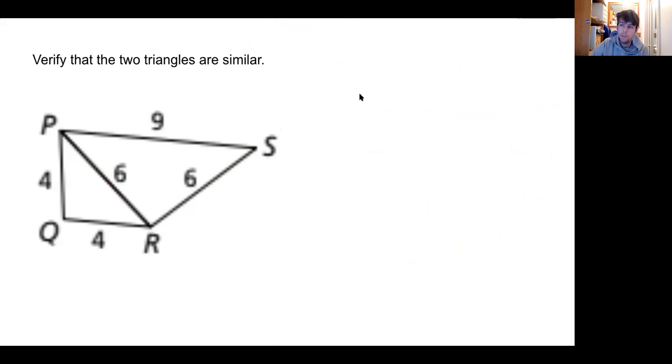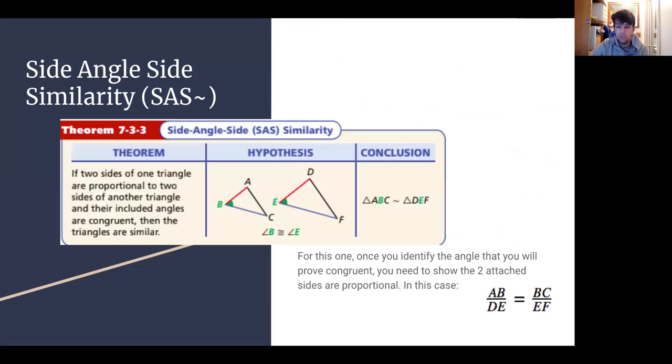Okay, let's go ahead and move forward and talk about the very last shortcut that we have. So it's SAS. So this one's kind of a combination. Well, let's just read it. If two sides of one triangle are proportional to two sides of another triangle and their included angles are congruent, then the triangles are similar. So kind of a combination of what we just went through. We have one congruent angle, and then the sides around it are proportional, equal ratios.